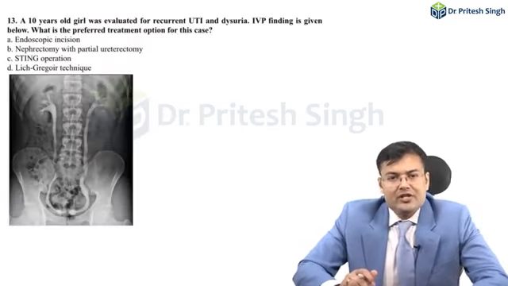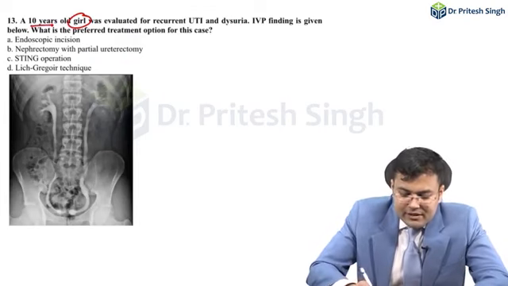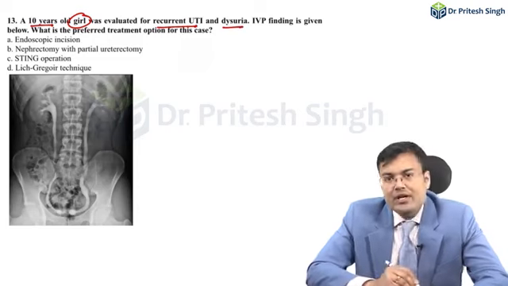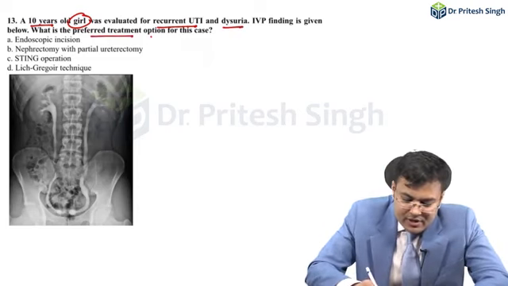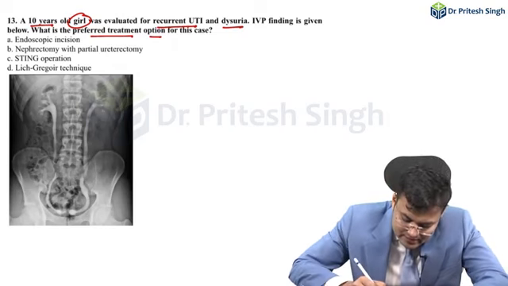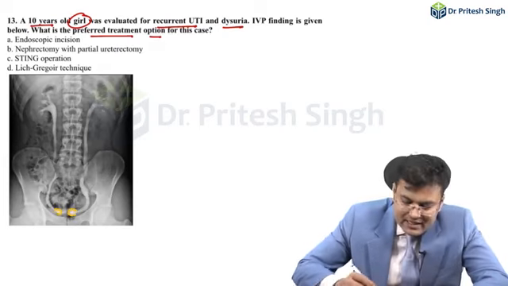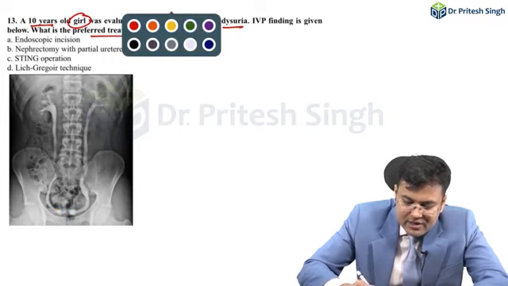Now have a look at this question. A 10 years old girl was evaluated for recurrent UTI and dysuria. IVP finding is given below. What is the preferred treatment option? Now see what is this IVP finding showing. In this case you can see that this terminal portion of ureter is dilated. So here you can see that this terminal part of ureter is dilated.